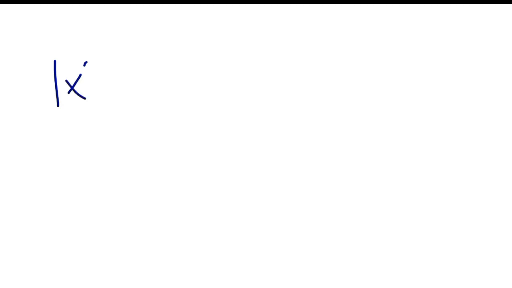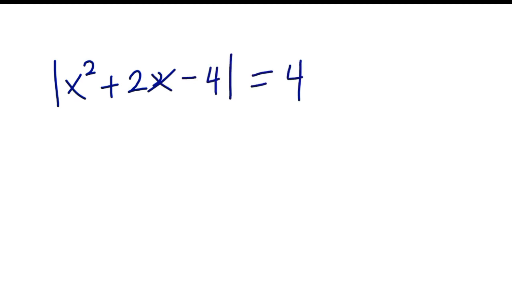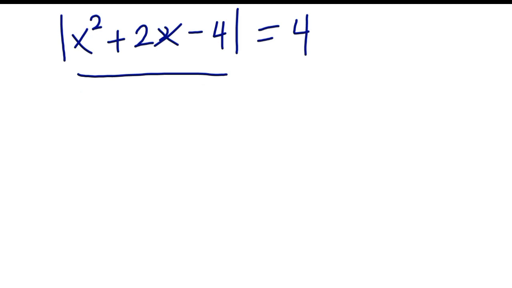So we have the absolute value of x squared plus 2x minus 4 is equal to 4. Now this question is quite simple. It's the same as the other questions that we have solved. The only difference is that we are going to be solving a quadratic equation instead of a linear equation. Now what is the first step in solving this? The same thing. We are going to separate them into two parts, the negative and the positive part.